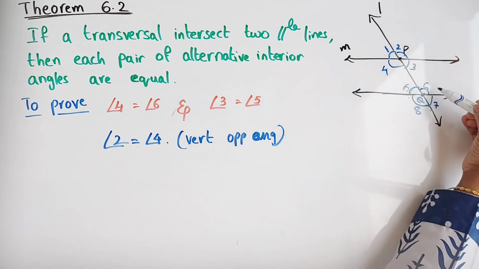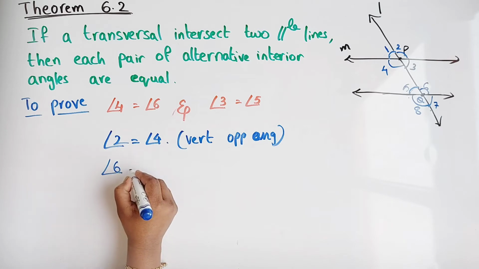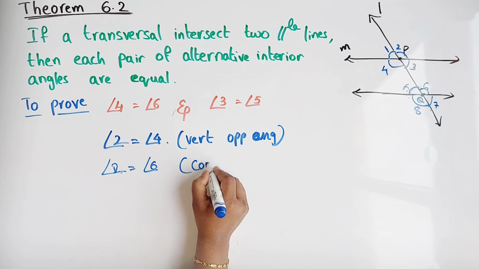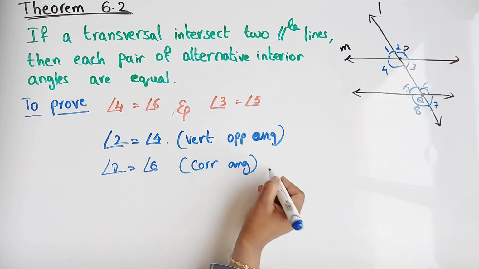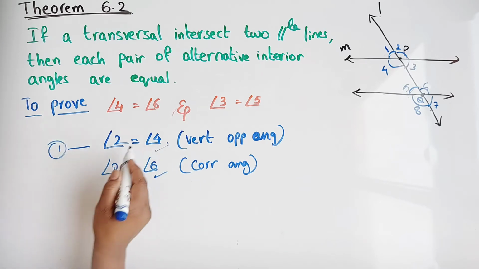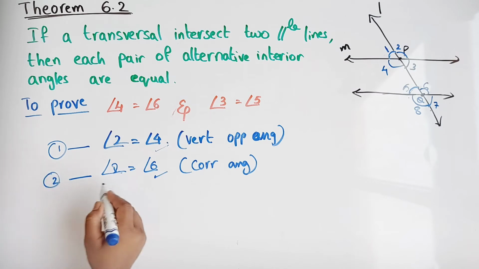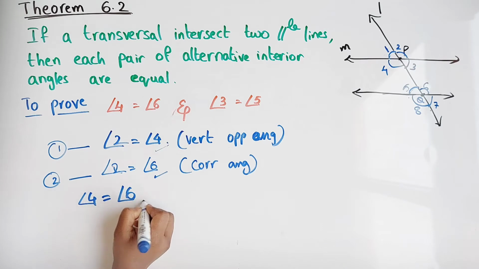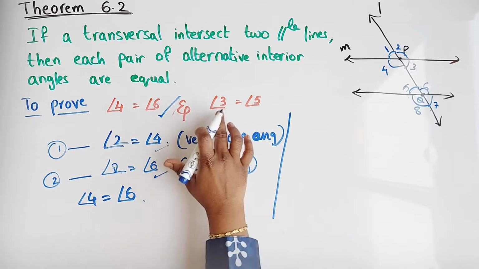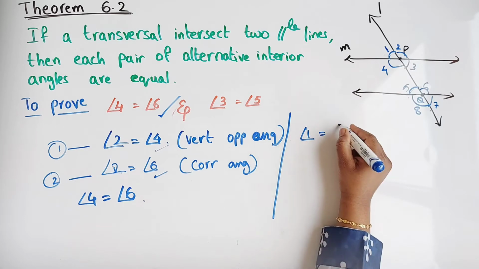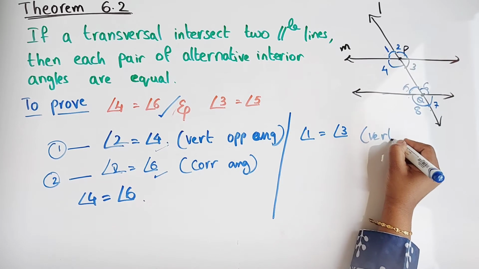But angle 2 equals angle 6 as per the previous statement, children. Angle 2 equals angle 6, corresponding angles are equal. So here can I make angle 4 equal to angle 6? See here, first statement, angle 2 equals angle 4. Second statement, angle 2 equals angle 6. That is angle 4 equals angle 6. So first one proved. Now we will see this side. For this one, here also we can make angle 1 equal to angle 3. Why, children? Because vertically opposite angles.